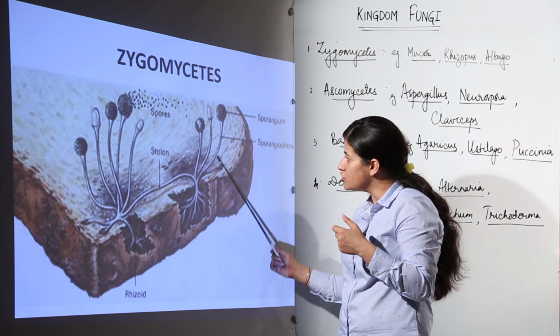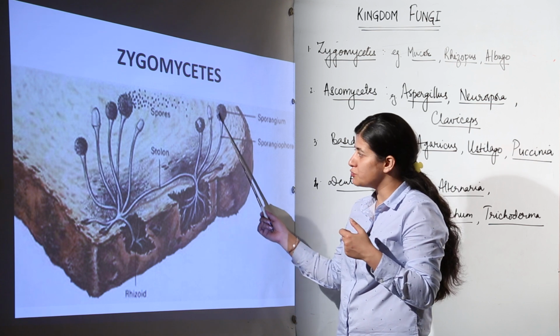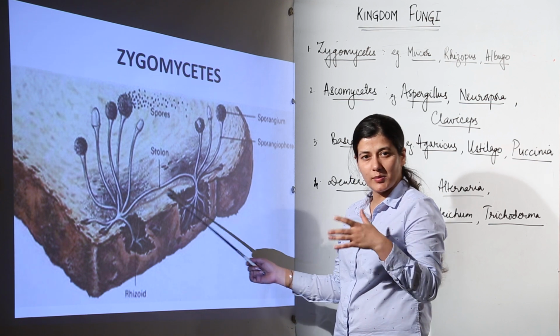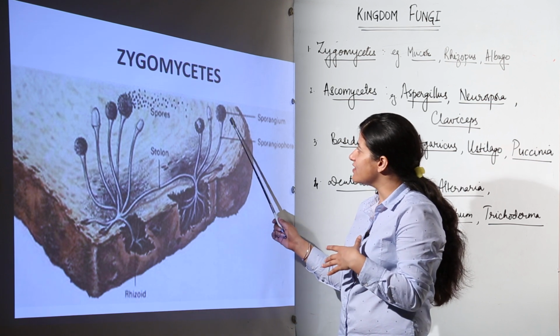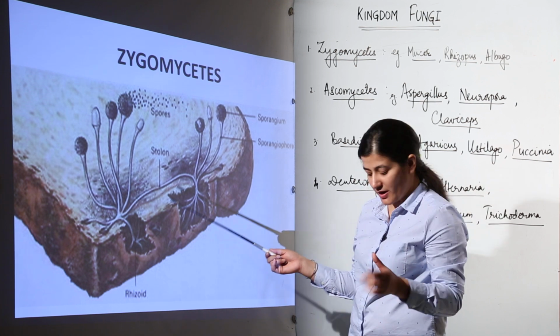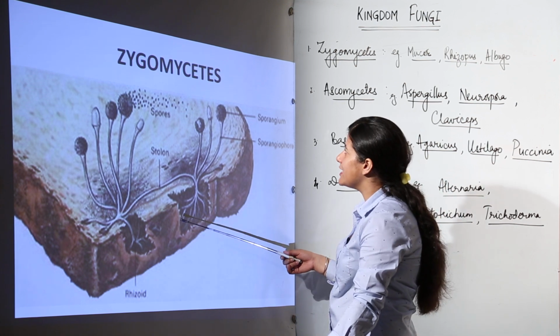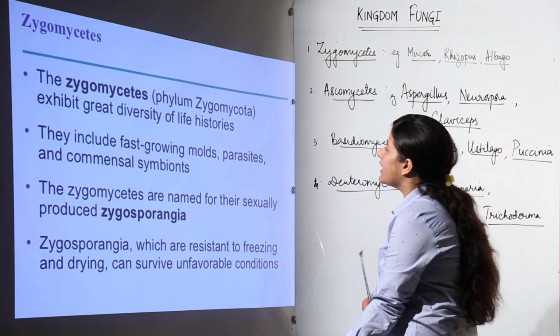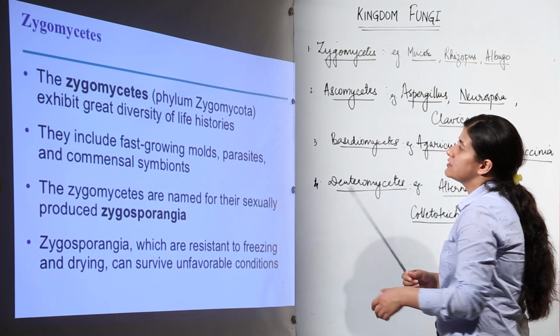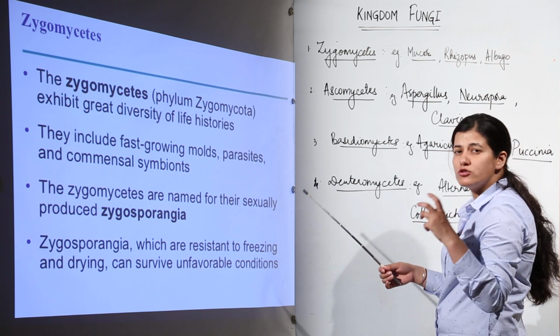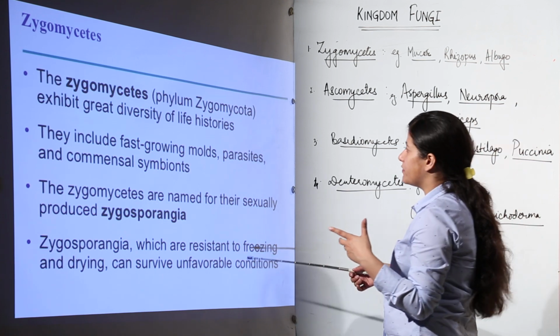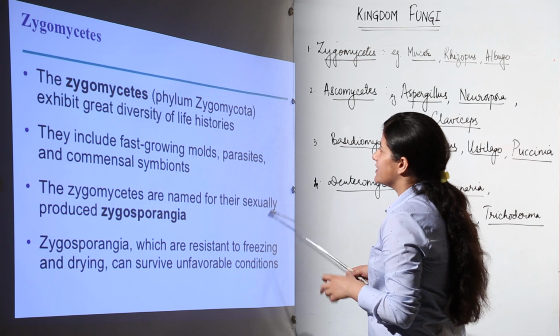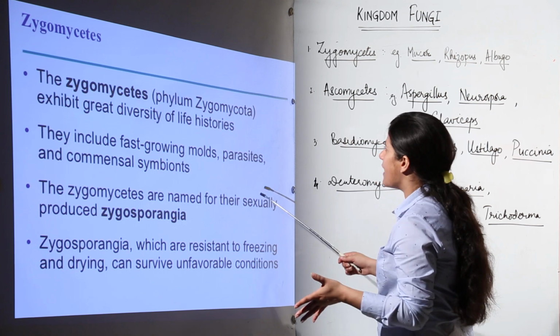You see the sporangiophore, the stalk which would bear the sporangium. There would be a stolon connecting the sporangiophores, and this sporangium is going to have spores present inside it. So let us see what Zygomycetes is all about. The name Zygomycetes is because there are zygosporangia present in sexual reproduction. Let us see the class characteristics, and we are going to see a few examples as well.